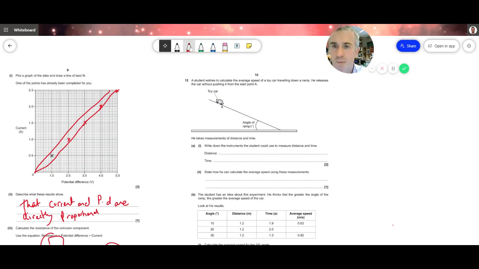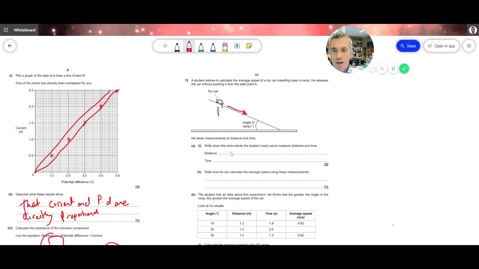Here we go. Next one. So, a student wishes to calculate the average speed of a toy car travelling down a ramp. He releases the car without pushing it from start point A. Here it is. The car's going to go zoom. Oh, that was a good line. I was kind of impressed with that. Write down the instruments he could measure.